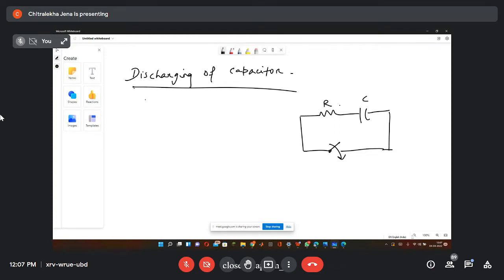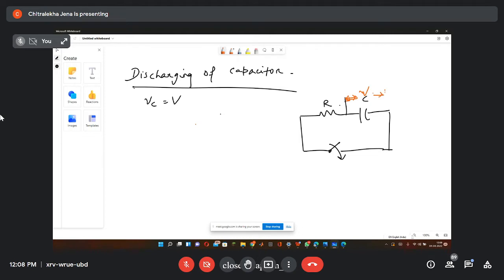So the voltage across the capacitor, Vc, is equal to capital V. After a long time the switch has been closed, the capacitor has been charged to the supply voltage V. So the voltage across the capacitor is equal to how much, tell me? Yes, the voltage across the capacitor is equal to capital V.